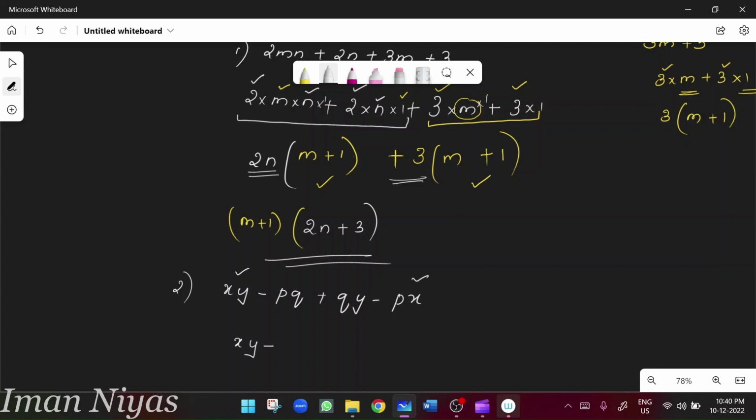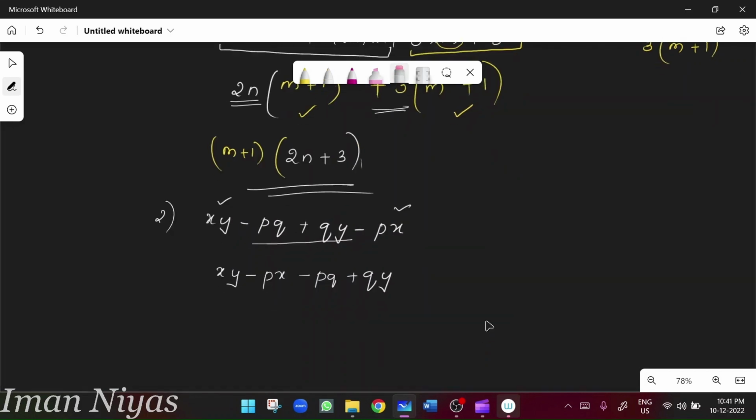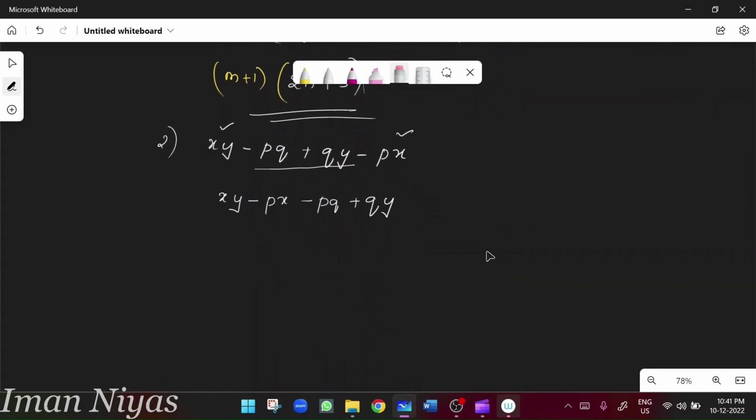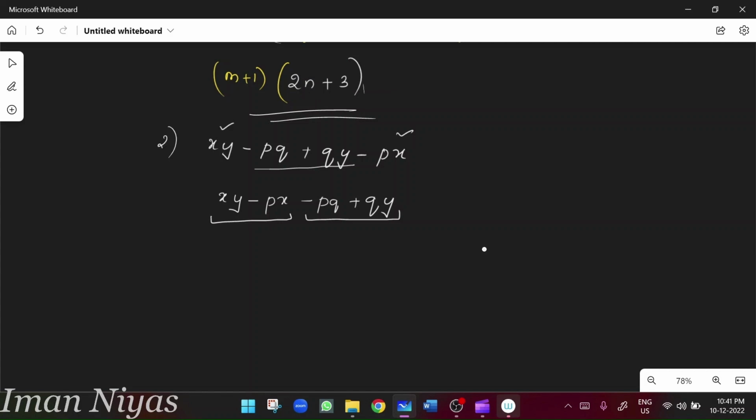Let me write it. xy minus, here the sign you have to check, minus px. Here what is the sign? Minus pq plus qy. Right. So now let's see what can we do here. So these two we are going to group, right? So we have grouped it. So what is common? Let's write down that one.